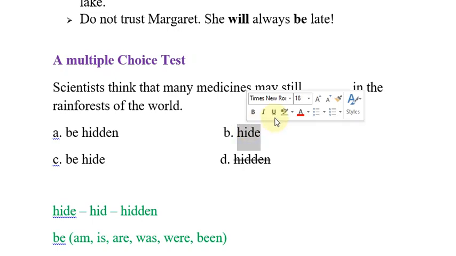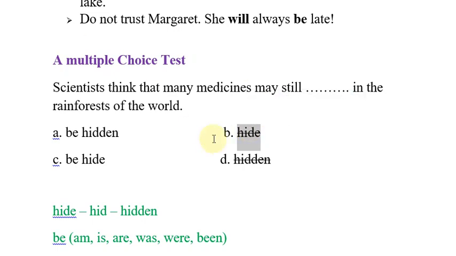So this one is not the answer. It doesn't have be here. Be hidden, be hide. I told you this sentence is passive. We have the base form be plus the third part of the verb. Hide, hid, hidden. The correct answer is here. Be hidden. Scientists think that many medicines may still be hidden in the rainforest of the world.